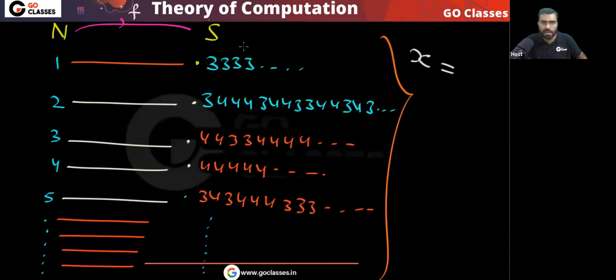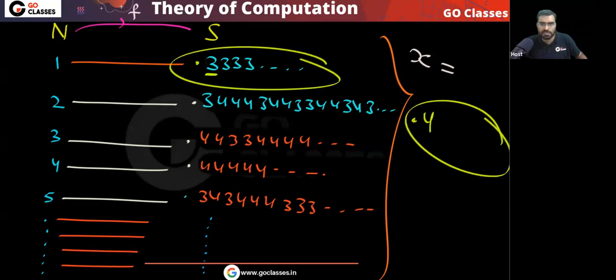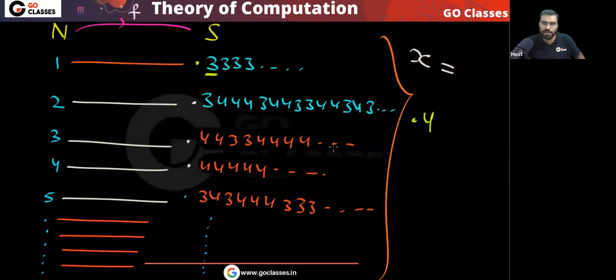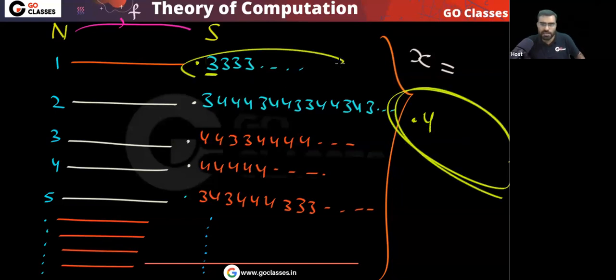Very simple. I will create a number like this, call it x. X will be 0.point. See, here you have 3, so I will put 4. Why am I putting 4? Anyone want to tell me? Here you have 3, so I put 4 so that this x is different from this. Agree with me?